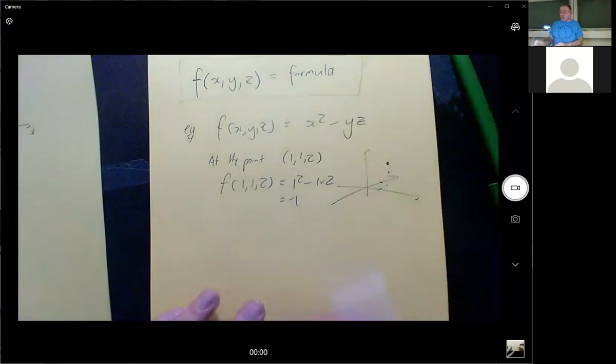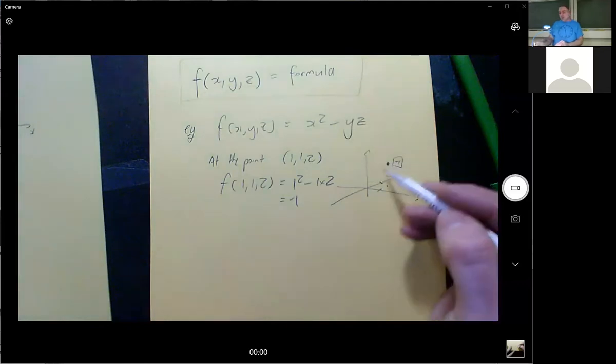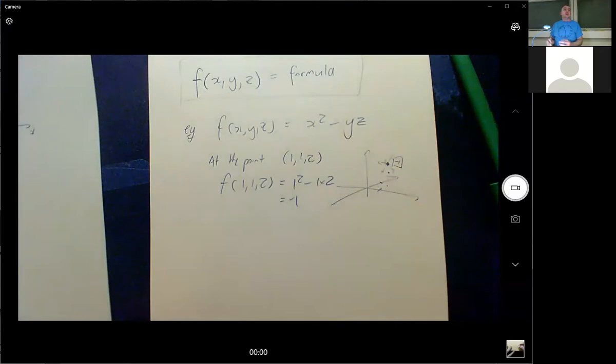And the question is, if I'm here and the number attached to this is -1, if I move in various different directions, will that answer go up or down? Will it go towards 0 and become like -0.8? Will it get even more negative? What will happen? And it should be different in different directions. And that's the directional derivative. That's what we'd like to know.